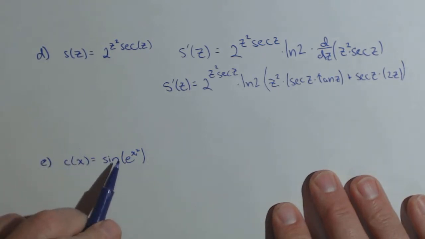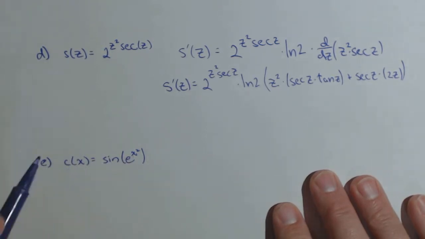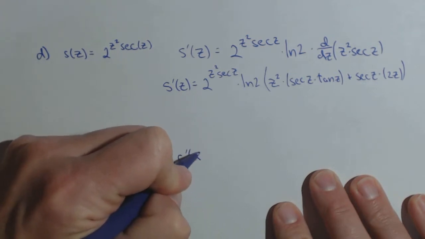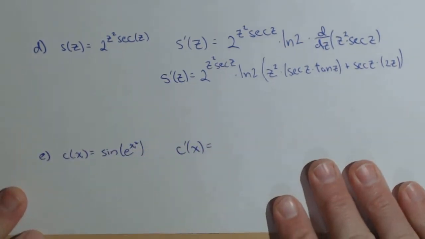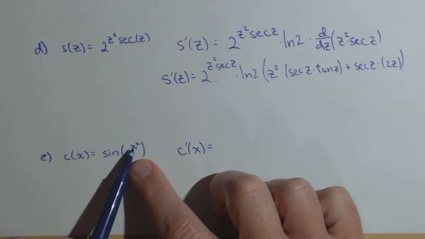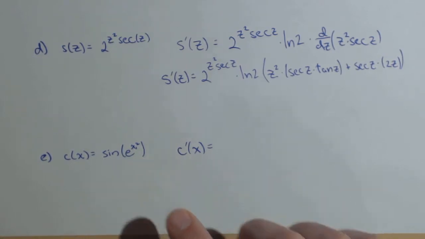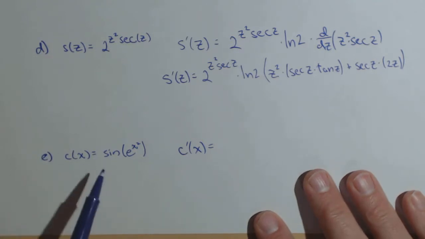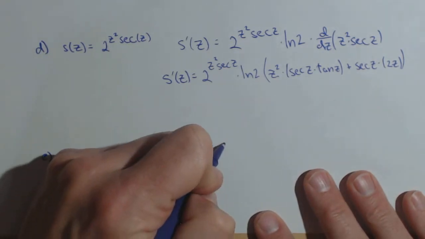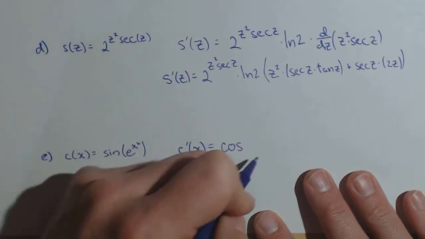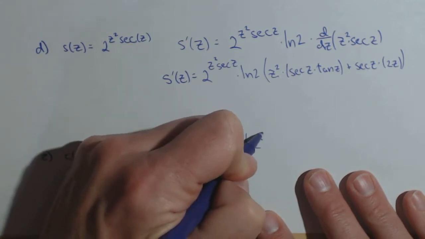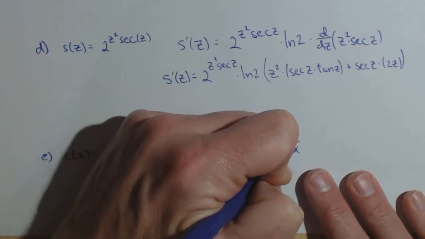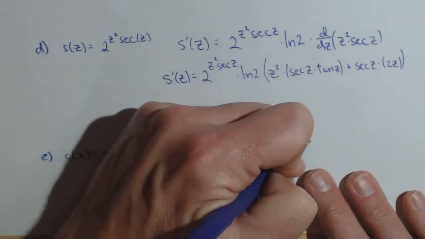Last one, sine of e to the x squared. This one's kind of a cool one, and you're going to see what's going to happen as we start to find c prime of x. First off, we see the composition. E to the x squared is being put in for sine of x. So our first approach is a chain rule. Derivative of the outside, so the derivative of sine is cosine. Leave the inside alone. E to the x squared times the derivative with respect to x of e to the x squared.